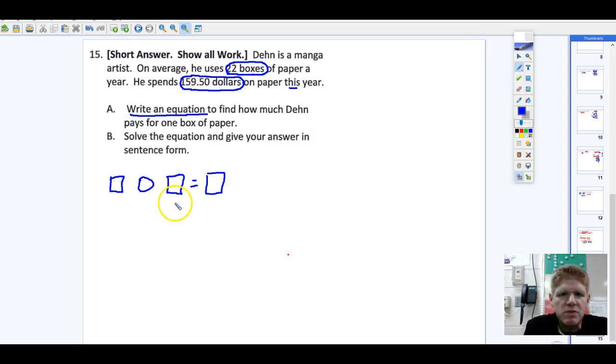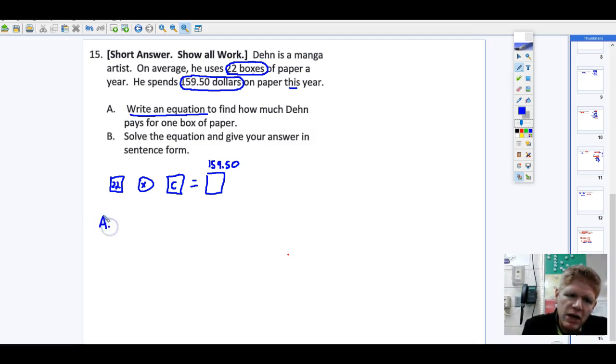We filled in our boxes. So we know that there were 22 boxes, and we know that he spends $159.50, that's going to go here. 22 times the cost of one box of paper is going to be equal to $159.50, because he has one box of paper, he multiplies that by the 22, and he gets his total cost.